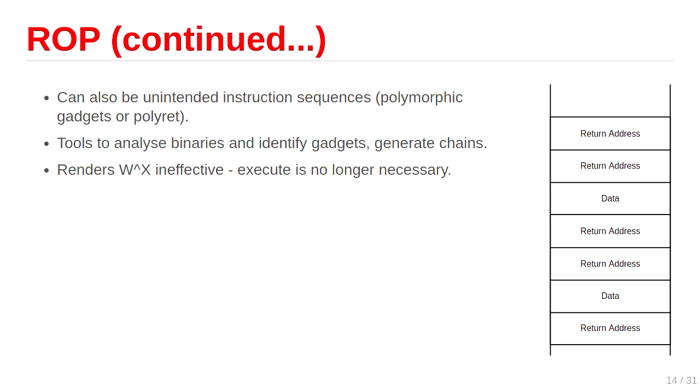Due to CISC and variable length CPU instructions, there are also lots of interesting ways that we can do it with unintended instruction sequences. These are referred to as polymorphic gadgets or polyret. And in this case, rather than jumping into the tail of a function, we're jumping into some location in memory which happens to contain the sequence of bytes that we need to run a particular set of instructions, but that's not what the compiler or the author of the code actually intended.